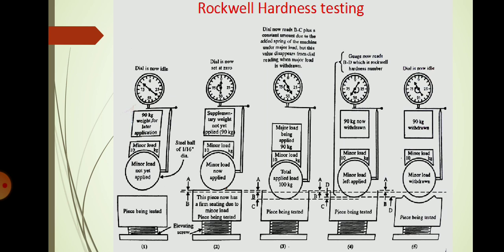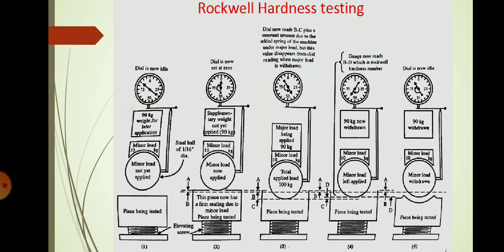In the second step we only apply the minor load, and in the third step we apply the major load. The pointer in the second stage is indicating exactly zero reading. There are two pointers inside the indicator scale, one large pointer and one smaller pointer. One complete rotation of the large pointer represents 1 degree movement of the small pointer.